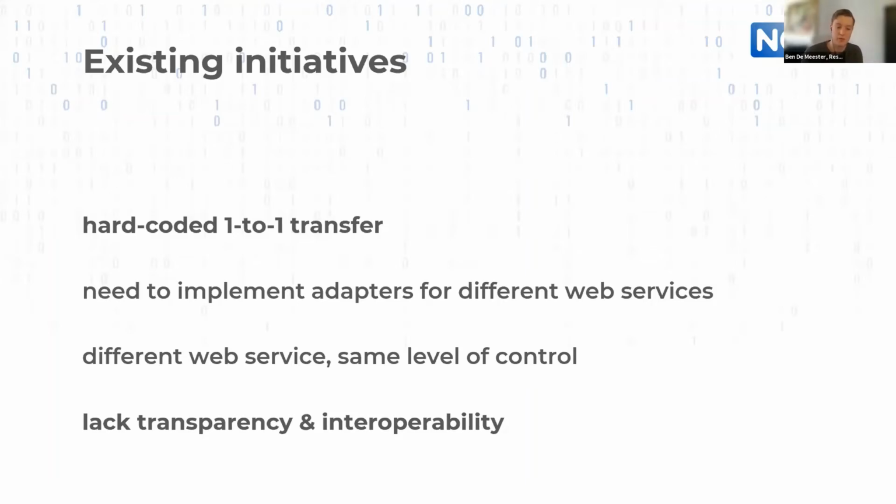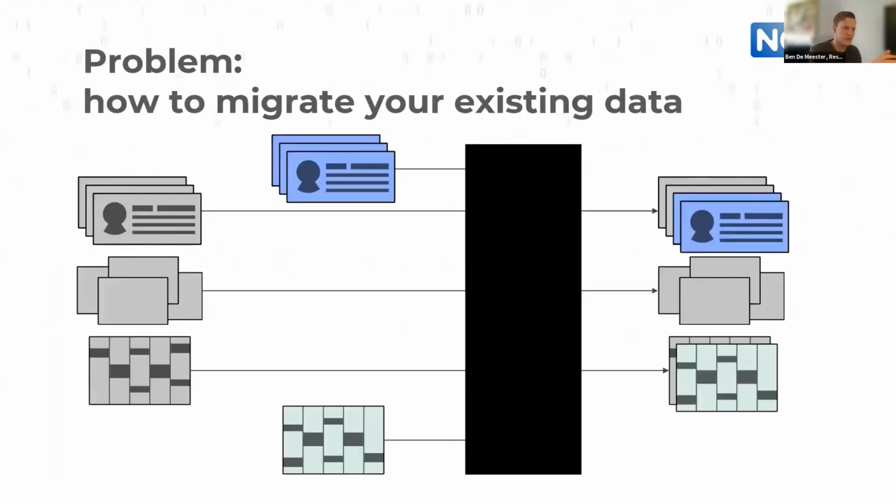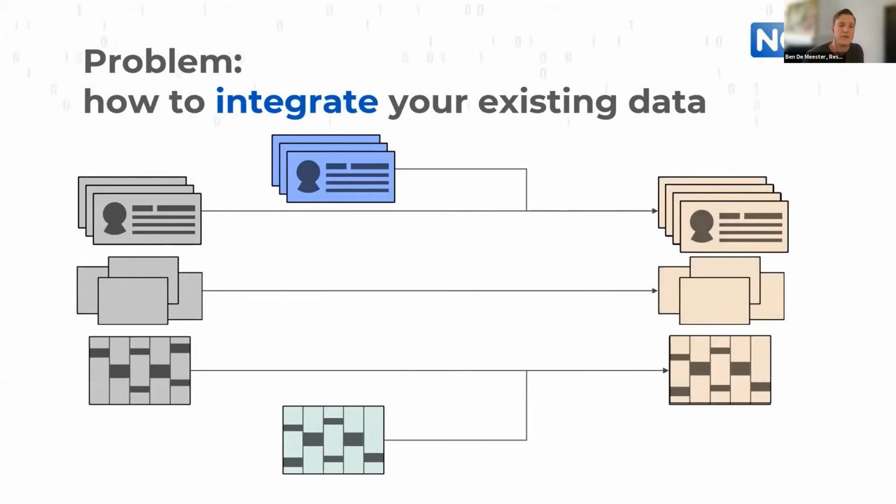You end up not knowing how your personal data is processed, and you end up in a similar situation as before. So the problem is not actually how to migrate your existing data, because then you just move your data around. The problem is how to integrate your existing data. Have a system that is just as easy to set up when you're integrating one data source or 100 data sources. And given we're talking about personal data, we need a system that is fully transparent, so we know exactly what happens with our personal data.